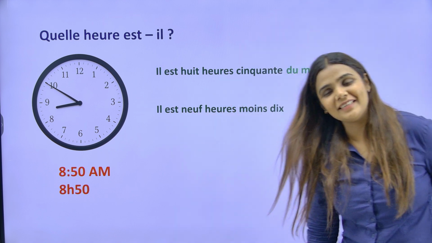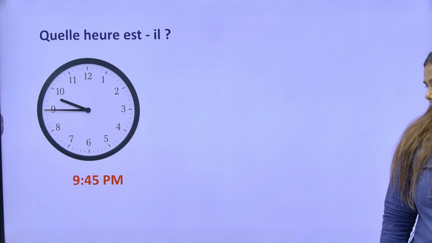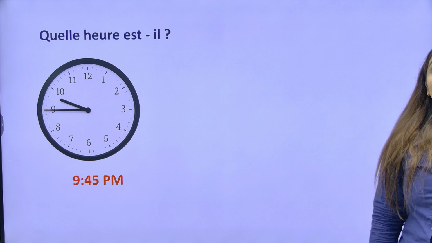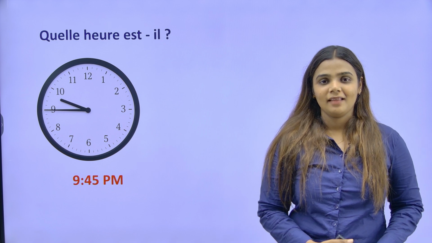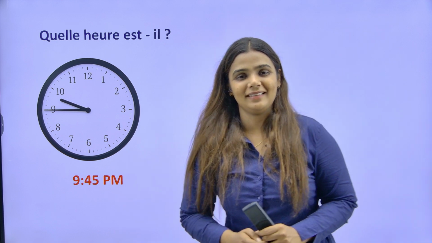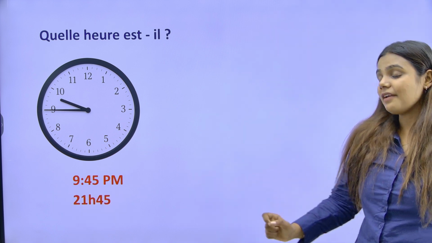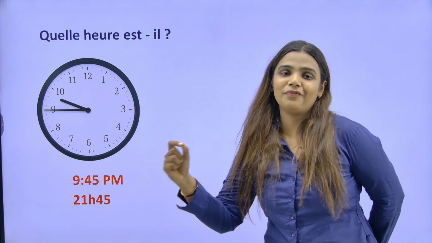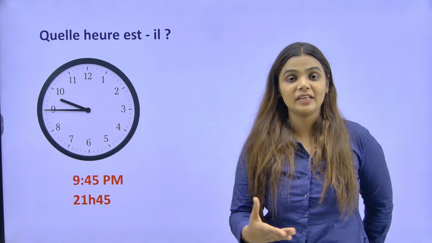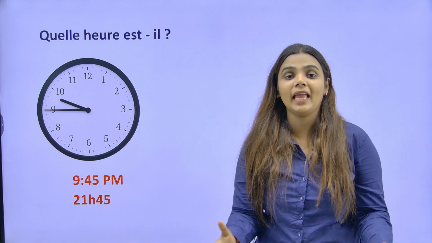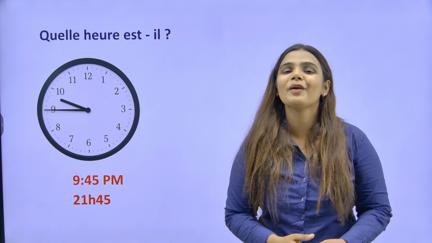Okay, let's proceed with one last example. Quelle heure est-il? And it is 9:45 p.m. How am I going to write it in digits? Yes, you are correct. I will write 21h45. How am I going to say this in French? There are various ways of saying it, and let's observe which are the ways of saying this time in French.